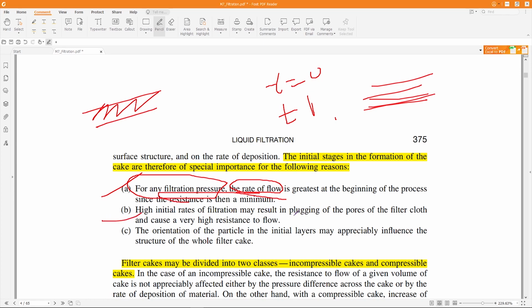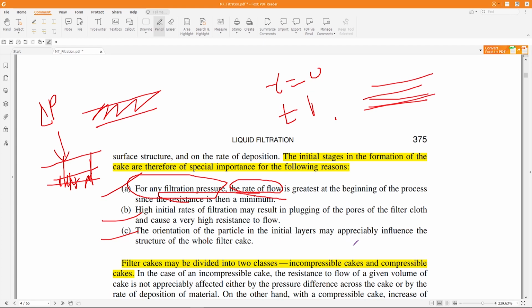High rates of filtration may result in plugging of the pores of the filter cloth and cause a very high resistance. So if you have very high rates of filtration, if you apply very high pressure, what will happen? The filter cloth pores will be clogged by the solid particles. Then it will offer a very high resistance to flow, or no flow will be obtained.